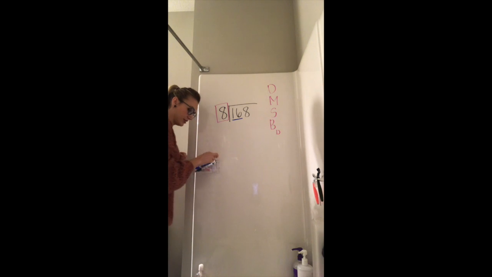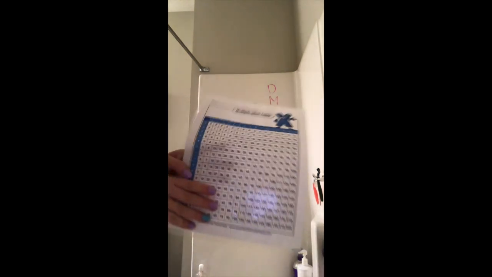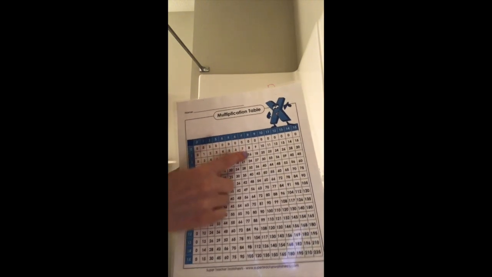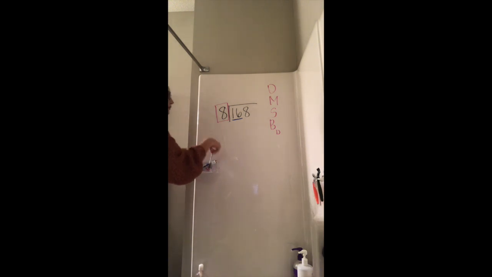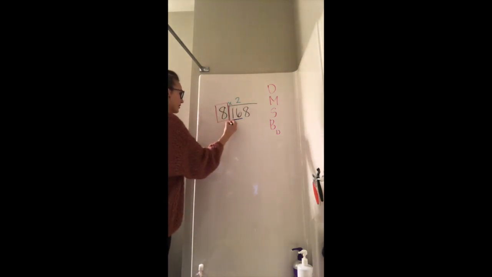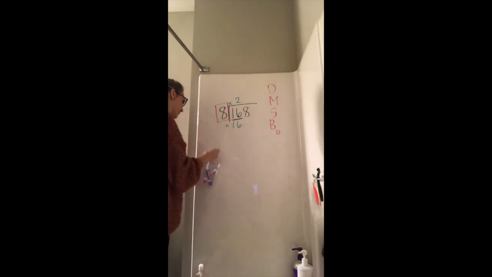How many times does 8 go into 16? So if we look at our multiplication chart, we go to our 8 and we go down and we're trying to get as close as we can to 16. Oh, there it is. We multiplied by 2. Our 2 goes up top. 2 times 8 equals 16.